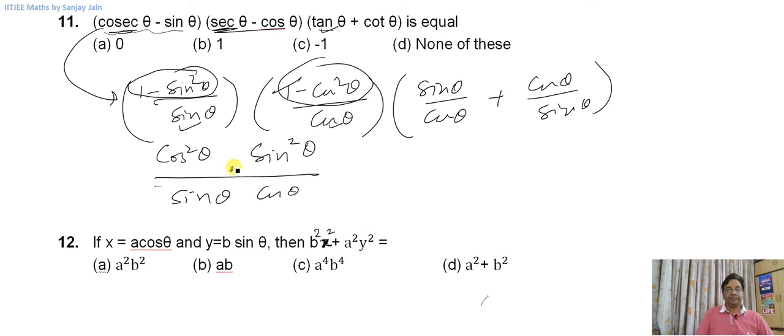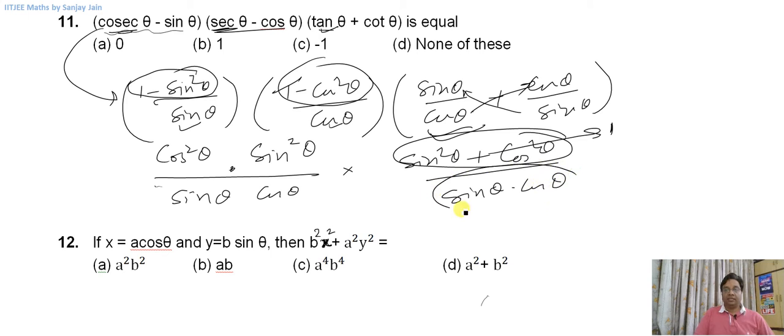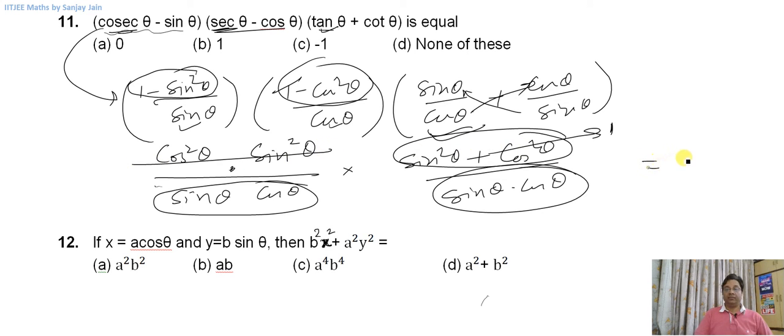Okay, and here in this bracket I can multiply this with sine square theta and this cos theta with cos theta, so it will become cos square theta, and the denominator will be sine theta into cos theta. So this sine square theta plus cos square theta is anyway equal to 1, and sine theta into cos theta and sine theta into cos theta will cancel. So the entire expression will become equal to 1, hence will give me my answer option B.